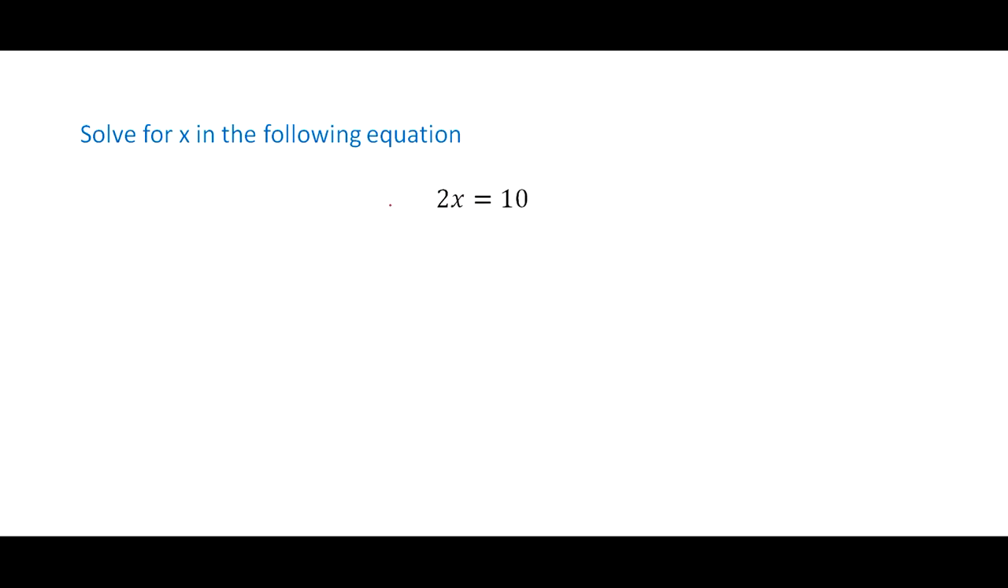Now what if we have 2x is equal to 10? What this is saying is 2 multiplied by x is equal to 10. So if we want to get rid of this 2, we need to divide both sides of the equation by 2. And that will become x is equal to 10 divided by 2, and therefore x is equal to 5. Right?